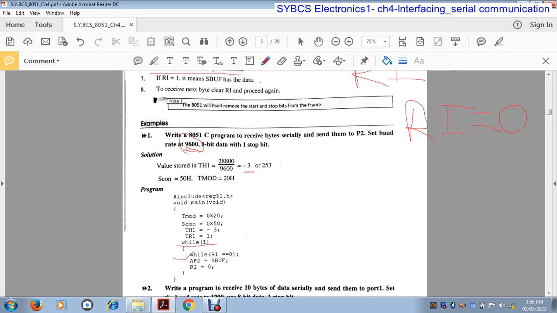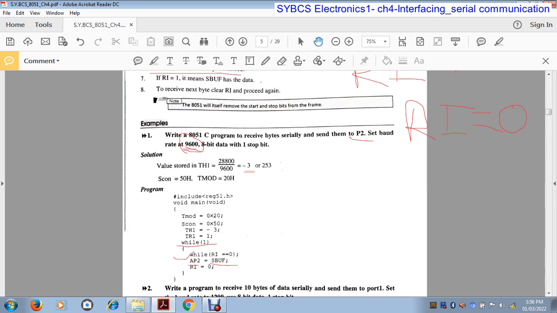Then P2 is equal to SBUF. We know that the information is in the SBUF register. So the information stored in the SBUF register is given to port 2, because the program says to receive the byte and send it to P2. That means we receive the information, and this received information is saved in the P2 port. We know that once RI is no longer 0, the receiver has received the information, and this information is in the SBUF register.